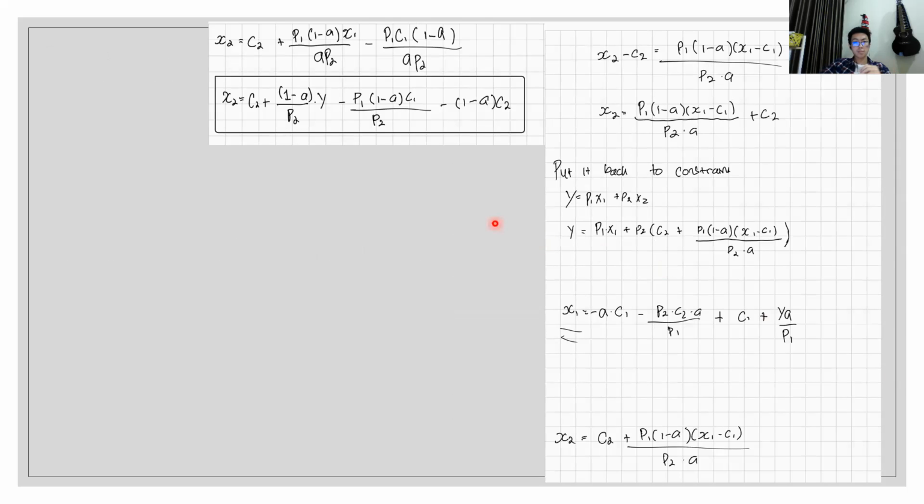Next, we find the x2 right here. We put it back into the constraint. We get the x1 right here. When we put it back into the constraint, we get x2, then we get x1. Then we put x1 back into the x2. So we put x1 right here, and we get the x2 value, the exact same as Lagrange.